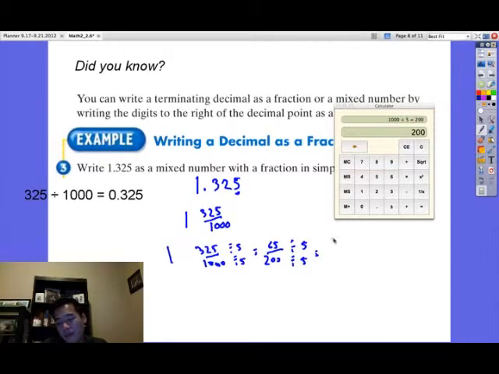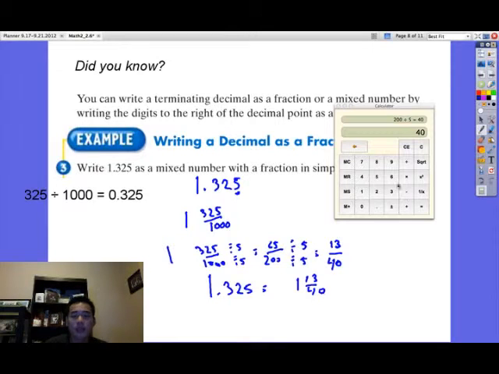But I know that 65 divided by 5 is 13, and 200 divided by 5, let's make this better. I know that it goes into it 40 times. Okay, you check your work. 200 divided by 5 should equal 40. So that can't go any lower. My final answer is that 1.325 is equal to 1 and 13/40.